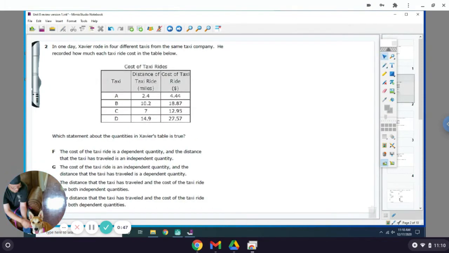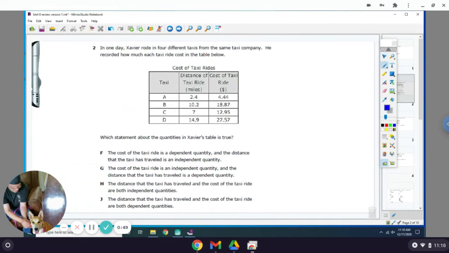Okay, 2. One day, Xavier rode in 4 different taxis from the same taxi company. He recorded how much each taxi ride costs in the table below. Which statement about the quantities in Xavier's table is true? The cost of the taxi ride is a dependent quantity. That is true because the cost of the ride depends on how many miles it went. So that part's true. And the distance that the taxi has traveled is the independent quantity. Okay, that is a true statement.